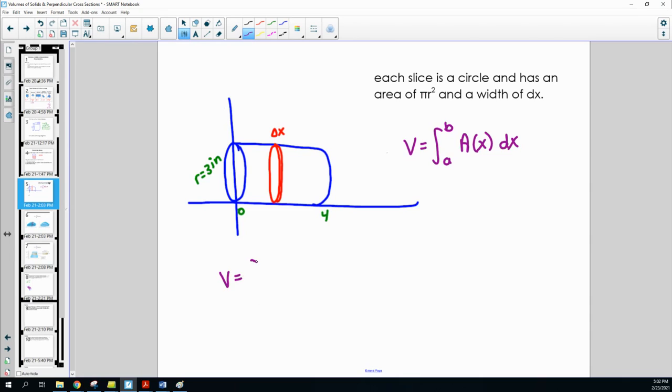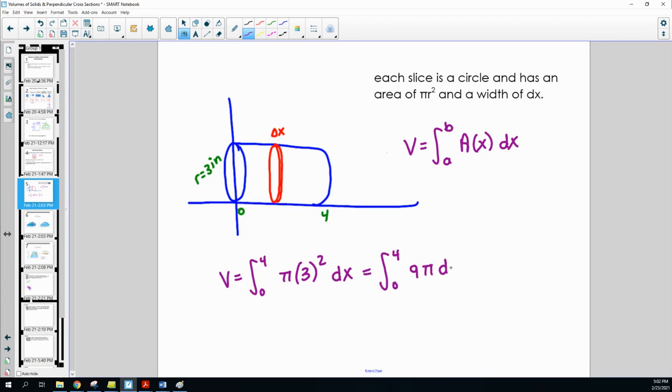So the volume is equal to the integral from where to where? Since we're doing this in terms of dx, we're dealing with the x's. So the x's are going from 0 to 4. And the area, because each of these is a circle, we know that the area of a circle is pi r squared. So we're going to have pi times the radius, which is 3 squared, times the width, which is dx.